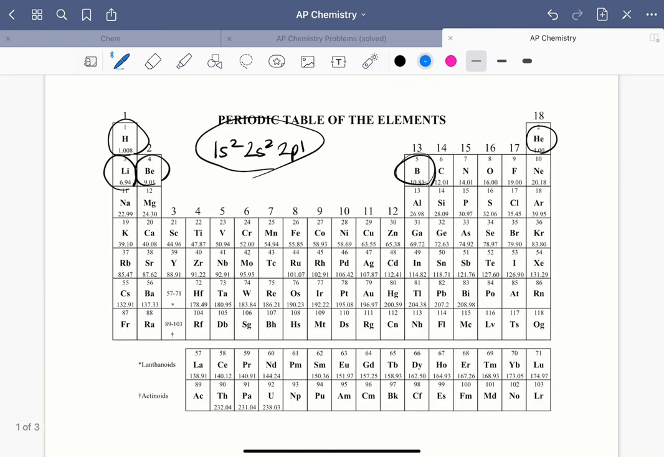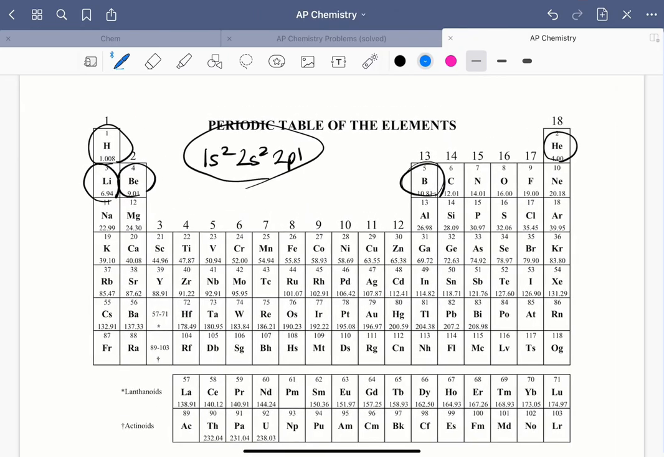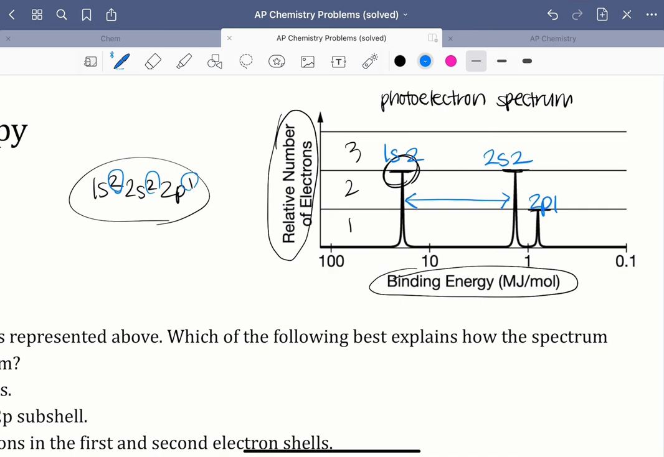The reason these peaks have a lot of space between each other is that if you look at the periodic table, these are in period 1 and these are in period 2, so they're in different periods. Each period has a different energy, with a lot of energy difference between them, and that's why there is a lot of binding energy difference between them.